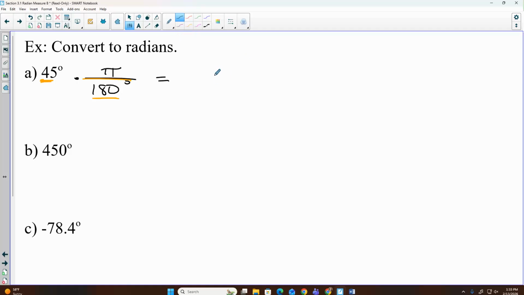And what does that give us? 1/4. Then we put the pi back. So this is pi over 4. So 45 degrees is equal to pi over 4 radians.